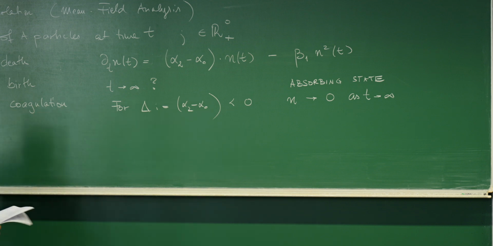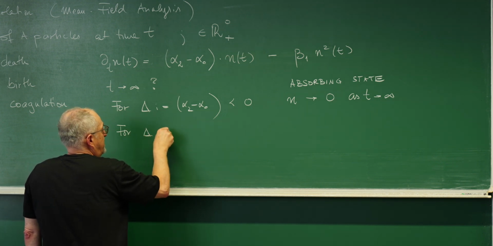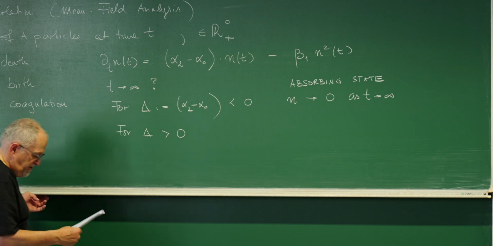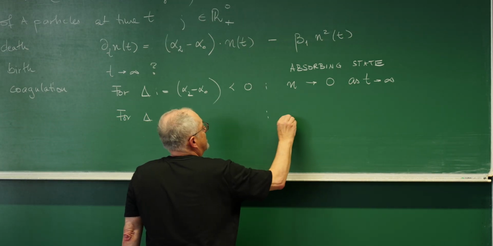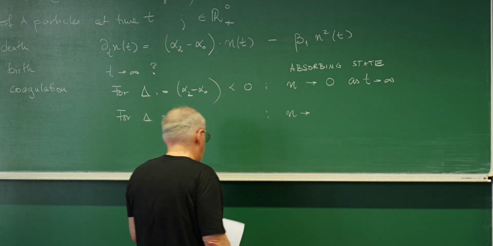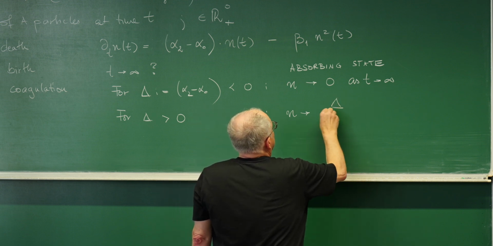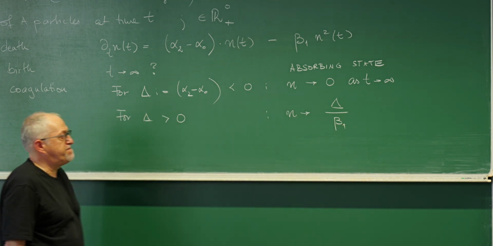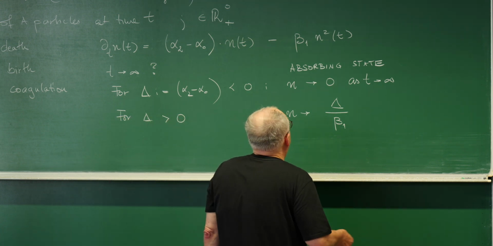In the other case, so for delta being positive, as said, there will be a balance between those two terms. So that means in this case, you will have n going to the ratio of that, which is then delta divided by beta 1. And that we call an active phase.